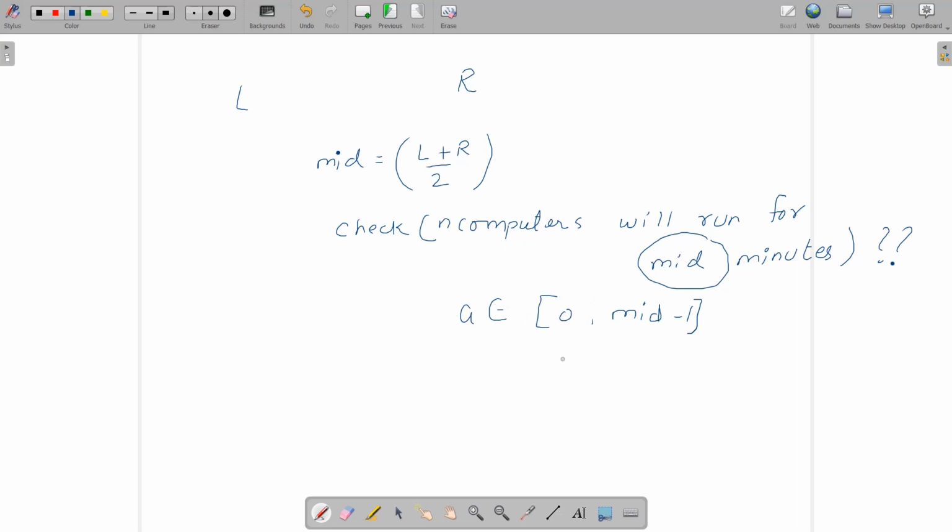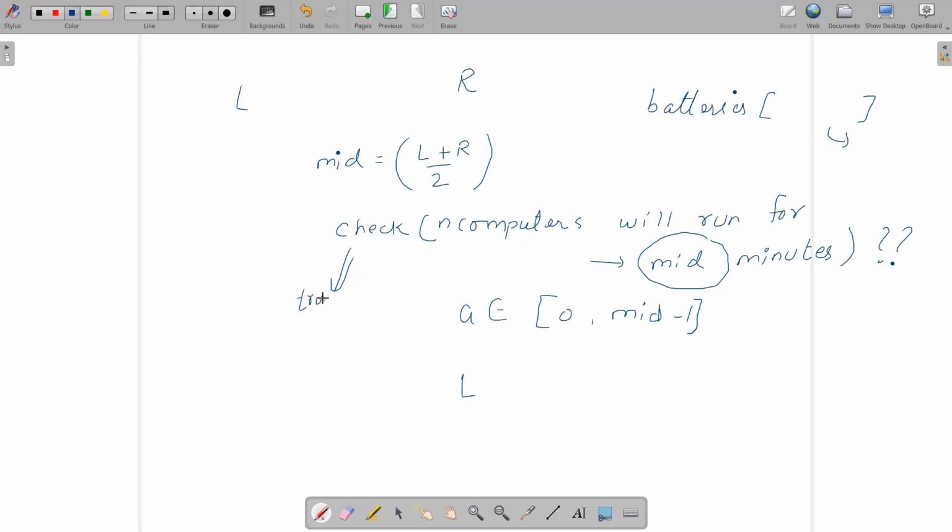So if I am able to do that, then I will check for some maximum value, since I need to find the maximum amount of minutes where all the n computers can run simultaneously. Suppose this check function is a function that will return true or false based on whether all the n computers can run simultaneously for mid amount of minutes with the given arrangement of batteries. So we will have some batteries also, right?